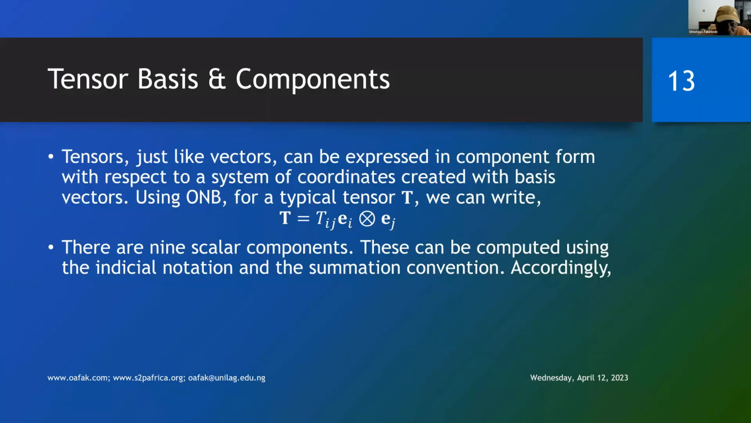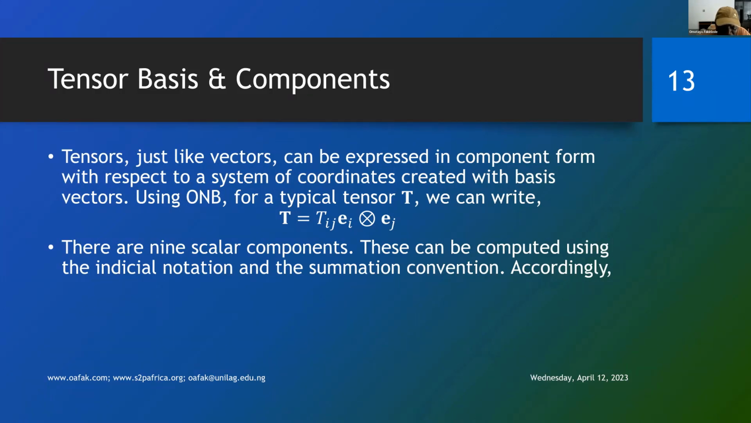Then we defined the tensor basis. And we showed that the tensor basis, just like the vector basis is 3, the tensor basis is 9. There are 9 objects in the tensor basis. And then we can now find the components in the basis.